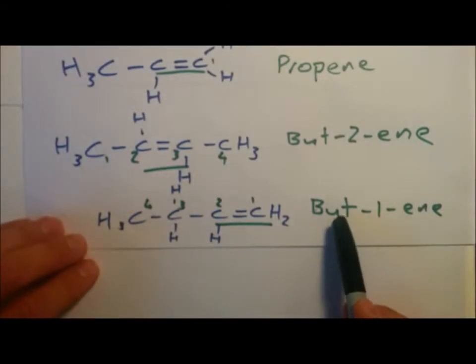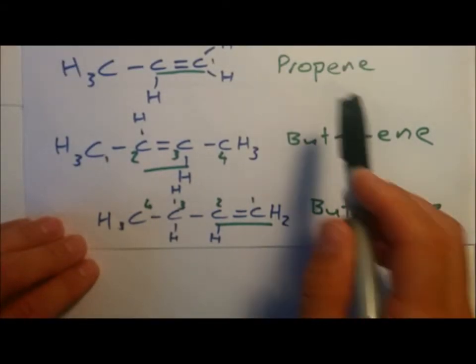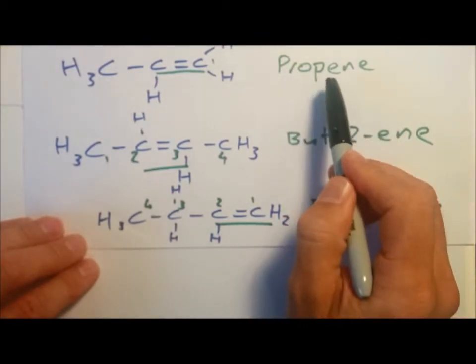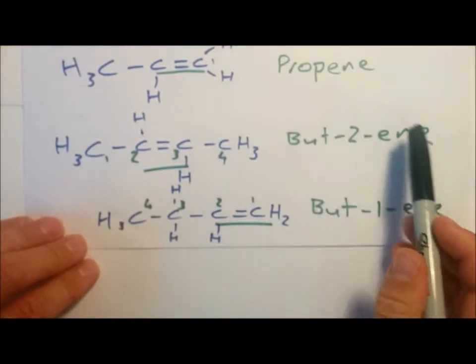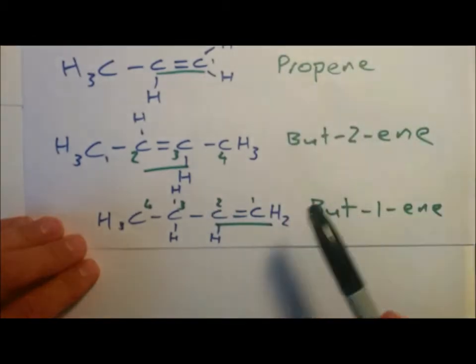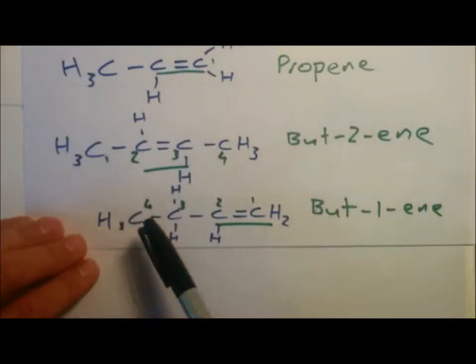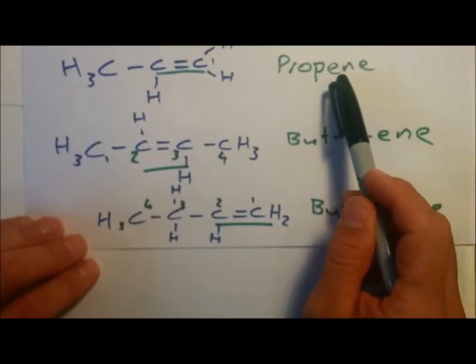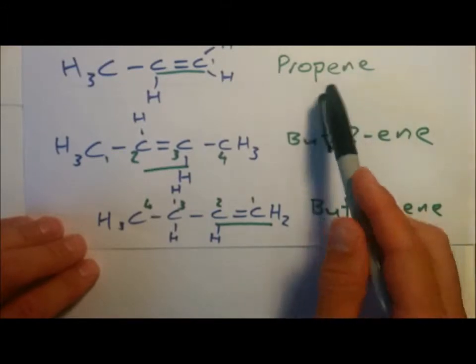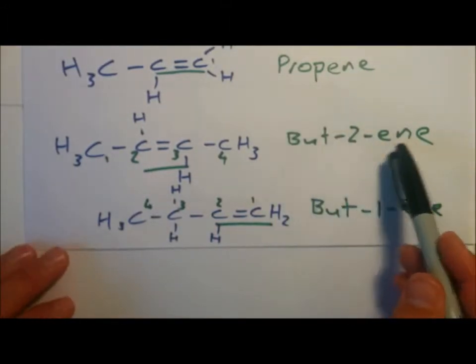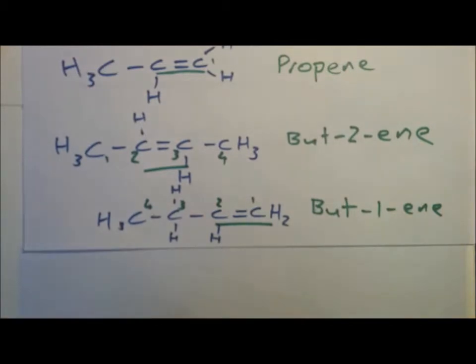Now notice there is no butan-2-ene or propan-2-ene. The ane makes them single bonds. We don't want to imply that there is only single bonds in here. You need to say that there is a double bond and where the double bond is. So it's but-2-ene, propene, not propanene.